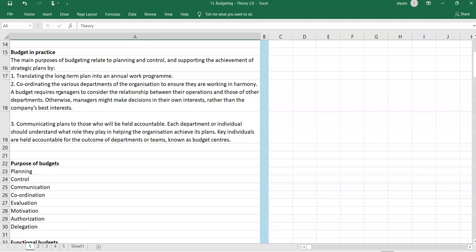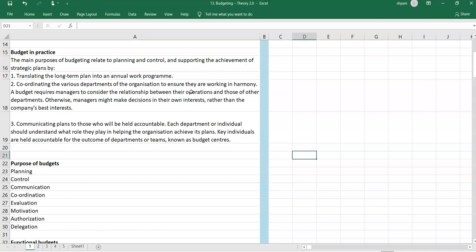Another purpose is coordinating the various departments of the organization to ensure they are working in harmony. A budget requires managers to consider the relationship between their operations and those of other departments. Otherwise, managers might make decisions in their own interest rather than the company's best interest. So a budget also helps in coordination. Why does it help in coordination? It helps managers to see how they are linked with other departments.